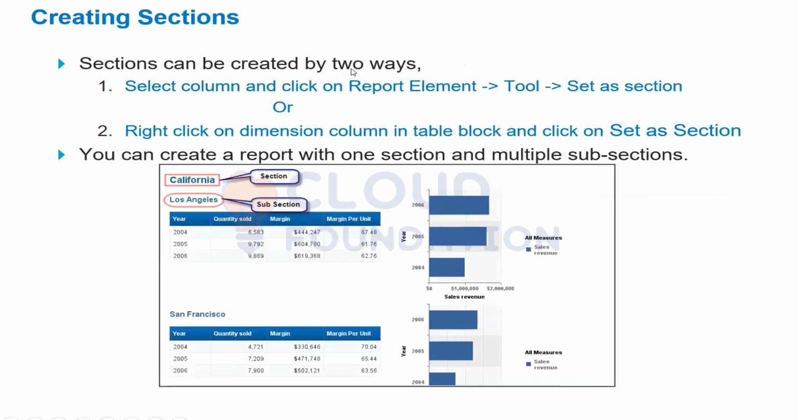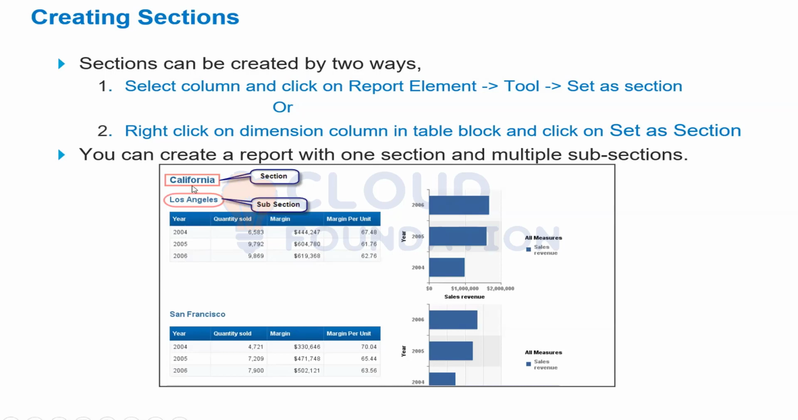To create sections, we can do it in two ways. One option is from the toolbar, where we have the report elements. We can click on the report element tool and set as a section. We can select a column from the table, click on the report element tool, and set as section. Or we can directly right click on a dimension column. Here we have state as one of the columns. We right click on that column in a table block and click on set as a section, to set that object as a section.